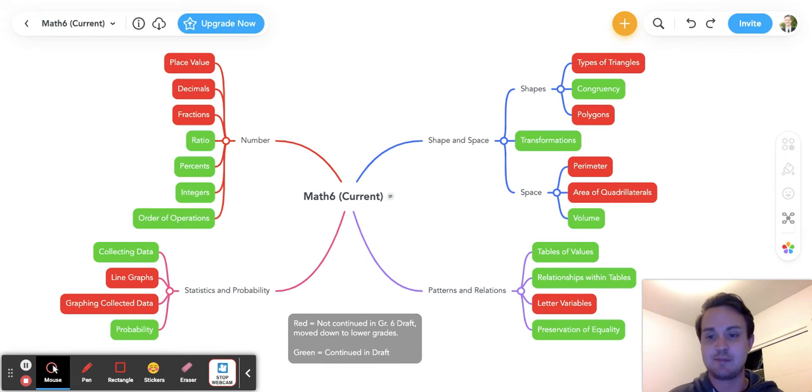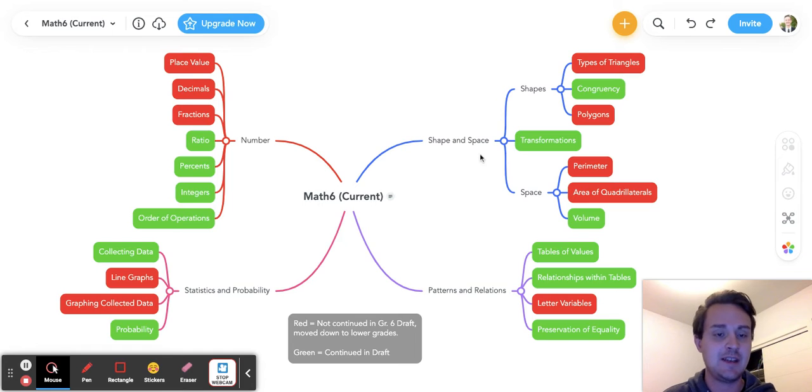So some things are taught. What is a ratio? What is a percent? Integers, the order of operations. Those are all things that are currently taught in grade 6 that will still be taught in grade 6 in the draft curriculum. Moving to the next unit, statistics and probability. So we'll collect data still. We'll talk about probability still, but line graphs, you should already know how to make those, as well as how to graph data that you've collected.